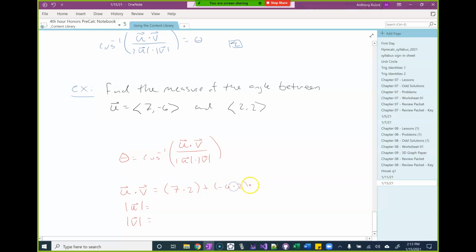The magnitude of U is the square root of 7 squared plus negative 6 squared, which is square root 85. And V is square root 2 squared plus 2 squared, or the square root of 8. When I type all that into my calculator, I get about 85.60 degrees.